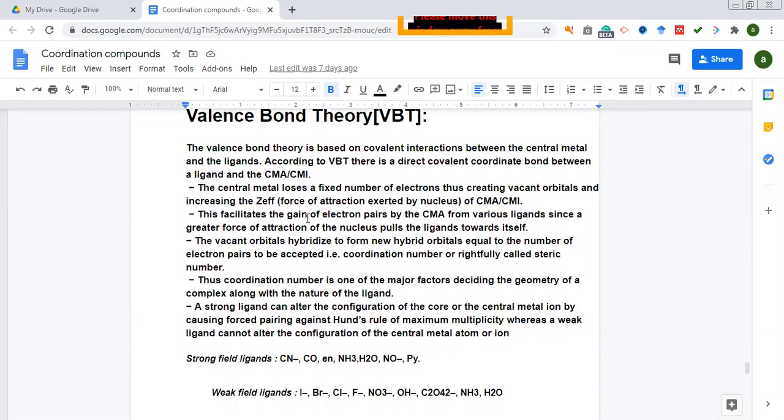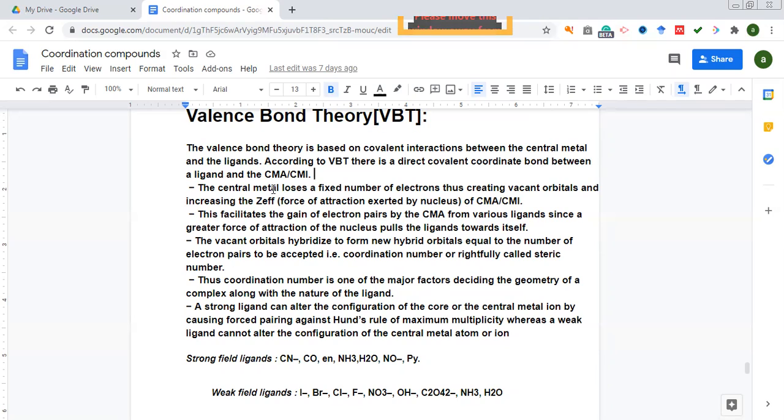But according to this theory, a coordinate covalent bond is present between the central metal atom and the ligand. When a coordinate covalent bond is going to be formed between the central metal atom and the ligand, before that, what happens? The central metal atom will provide the vacant orbitals. So the main duty of the central metal atom or ion is to provide vacant orbitals.